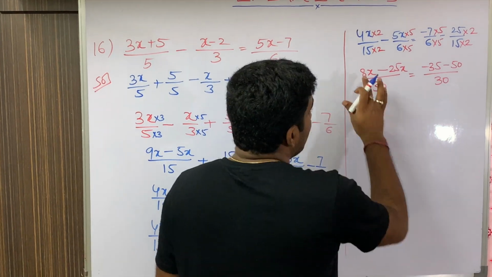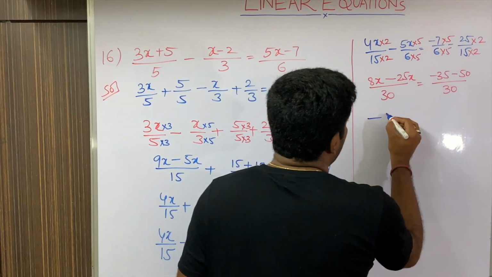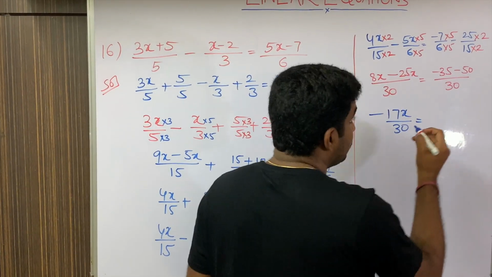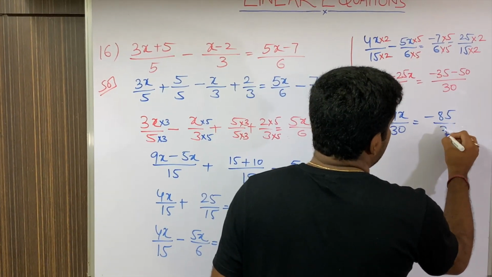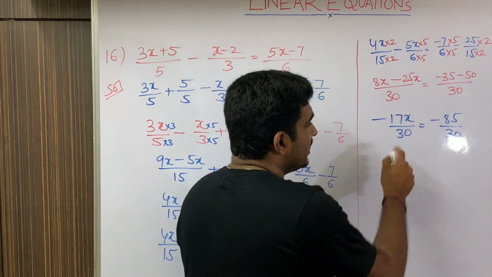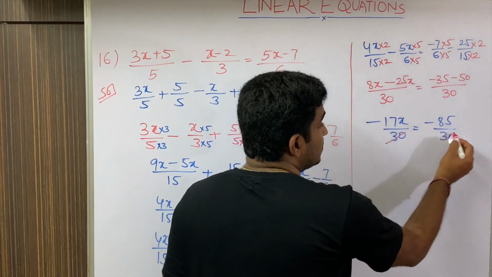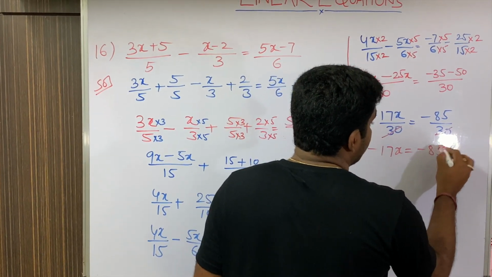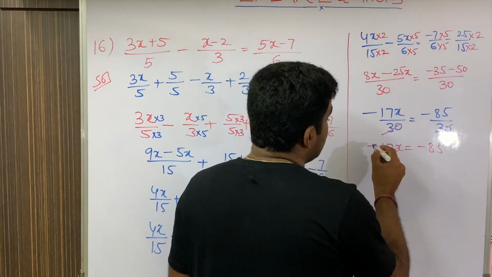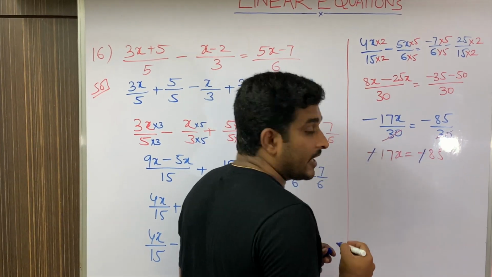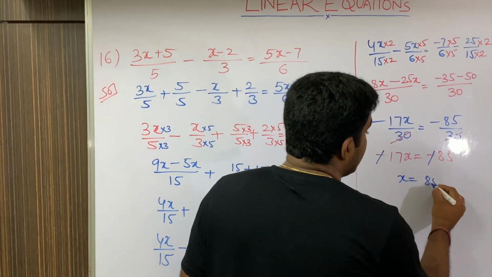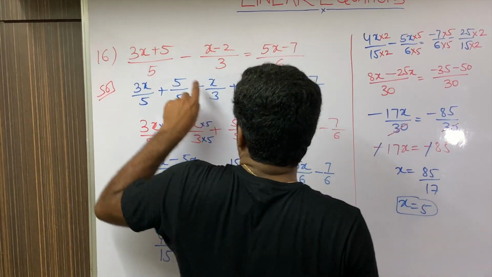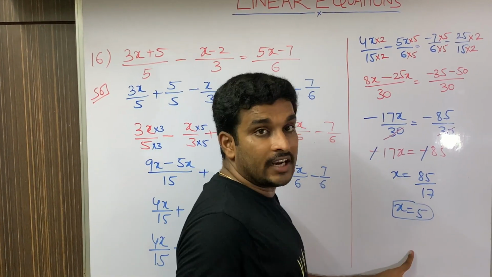Then if we solve, 8x minus 25x will become minus 17x by 30 equal to minus 35 minus 50 will become minus 85 by 30. Then as the denominators are same, we can directly cancel 30 and 30. Minus 17x equal to minus 85. Then we can cancel minus from left hand and minus from right hand side. Then x equal to 85 by 17. Then x will come as 5. The answer of x from this equation will get it as 5.